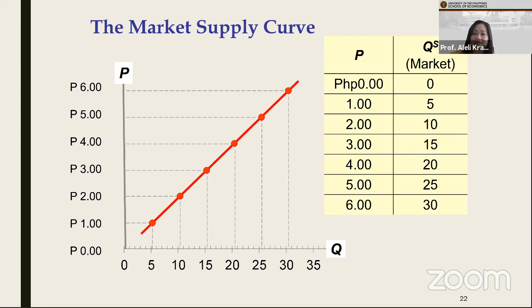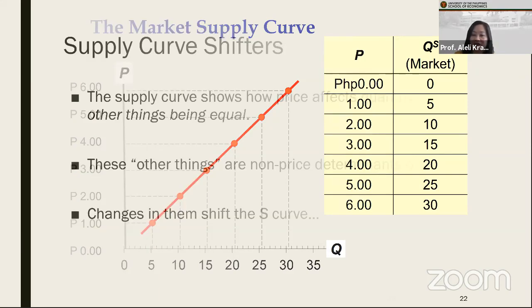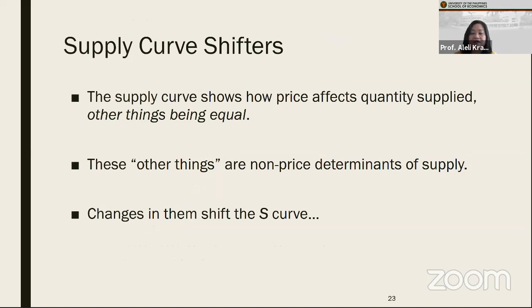And again, similar to demand, aside from the price of the good, other factors affect supply. These are held constant when we draw a particular supply curve. Thus, changes in these factors will shift the supply curves. So these non-price determinants of supply simply means the things other than the price of the good that determines the seller's supply of the good. And changes in them shift the supply curve.